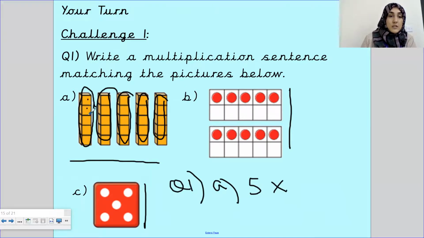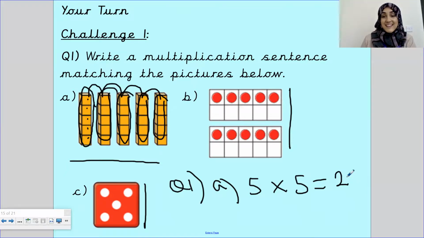Let's count 1, 2, 3, 4, 5. So 5 multiplied by 5 equals, count them with me, 5, 10, 15, 20, 25. Well done. So 5 multiplied by 5 equals 25. That is for question 1A. Now you need to do the exact same for question 1B and then for question 1C. Okay. Pause the video here and complete your questions.